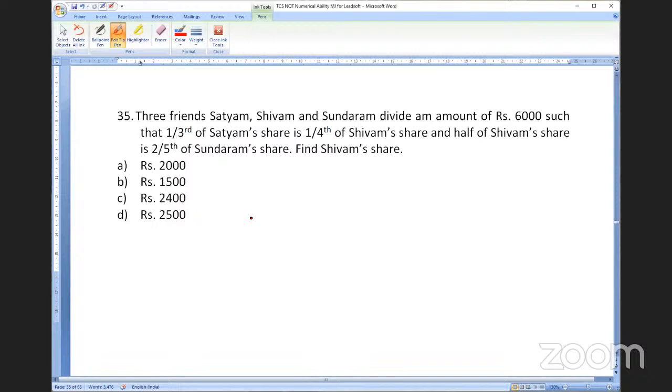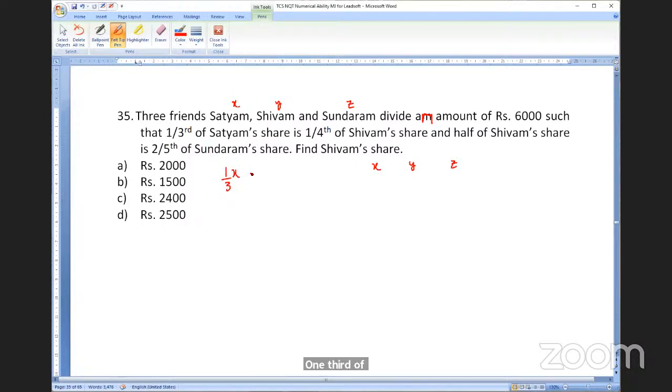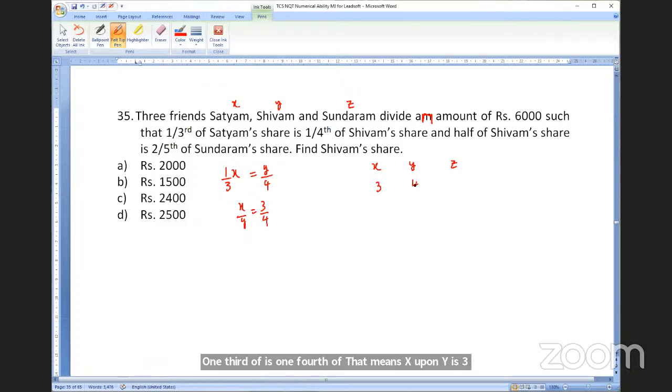Okay, Shivam's share is rupees 2000. Let's see. Three friends, Satyam, Shivam, Sundaram, X, Y, Z, divide an amount of rupees 6,000 such that one third of Satyam's share is one fourth of Shivam's share. That means X upon Y is 3 by 4. X is to Y is 3 is to 4.